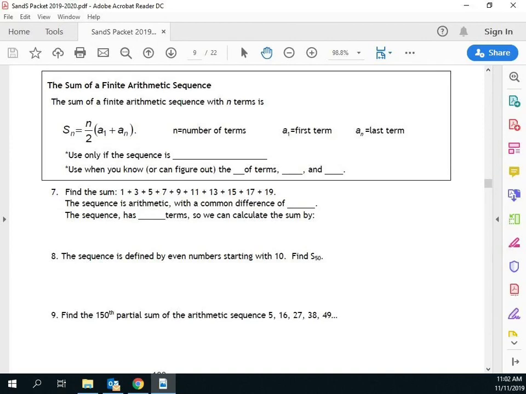So the sum is found using this equation here. Guys, all these equations will be given to you, so just heads up. You don't have to memorize them, you just have to know how to use them. And how it works out is n is going to represent the number of terms, as always.